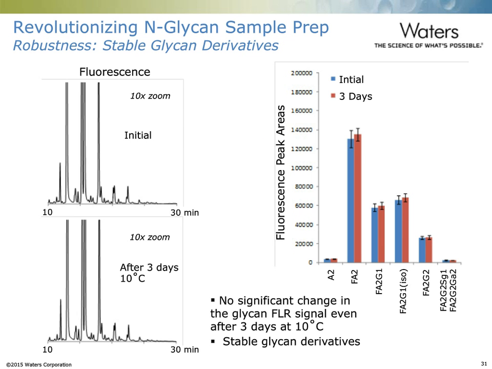Currently, we have also seen no significant change in the derivatized glycans even after 2 weeks in an aqueous solution. This is not surprising to us as the urea linkage attaching the rapifluoramus label to the glycans is highly stabilized by resonance.